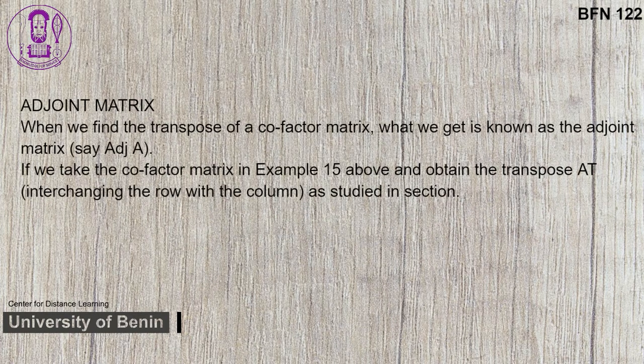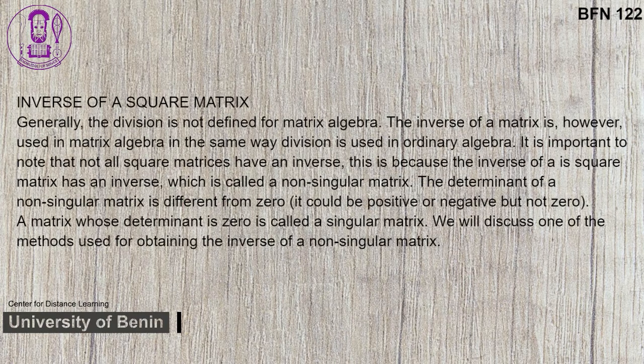Adjoint matrix. When we find the transpose of a cofactor matrix, what we get is known as the adjoint matrix, say adj A. If we take the cofactor matrix in example 15 above and obtain the transpose, interchanging the rows with the columns, as studied in section. Inverse of a square matrix.